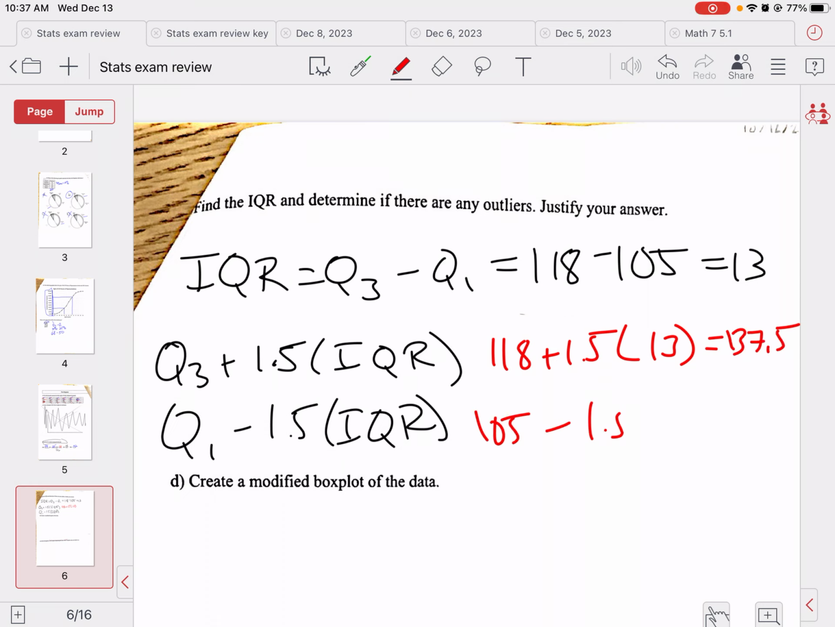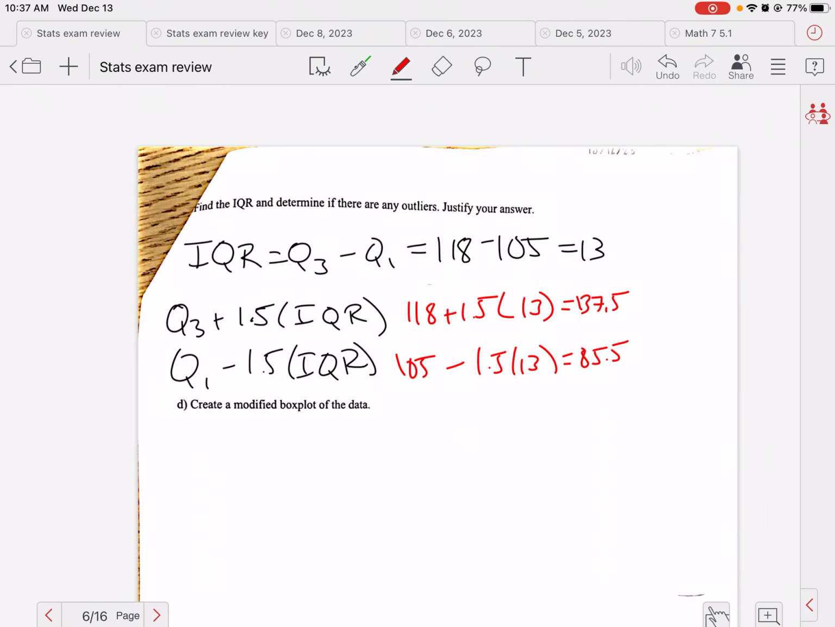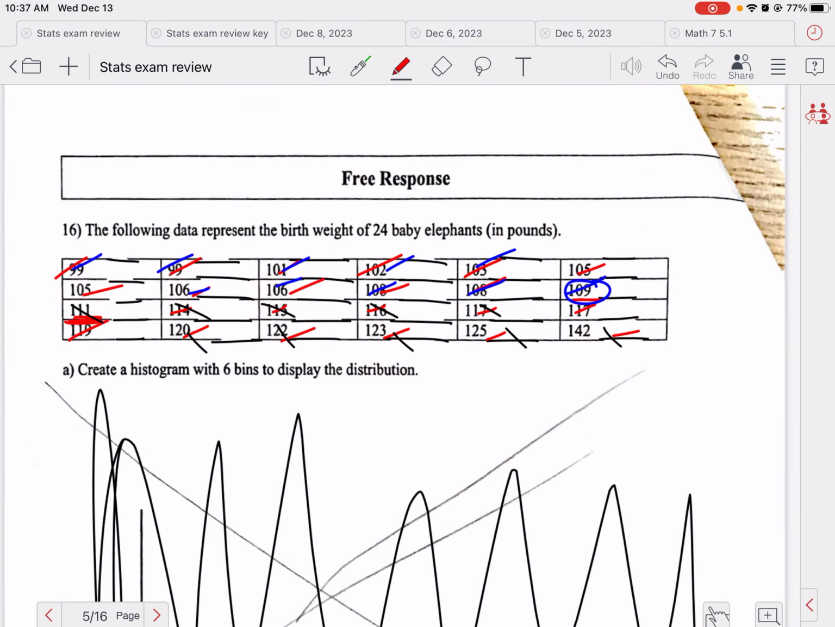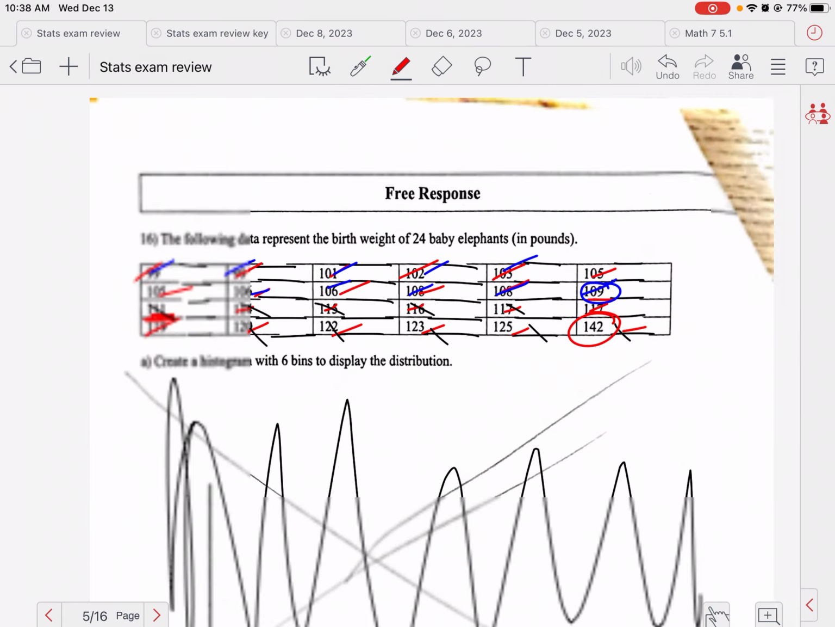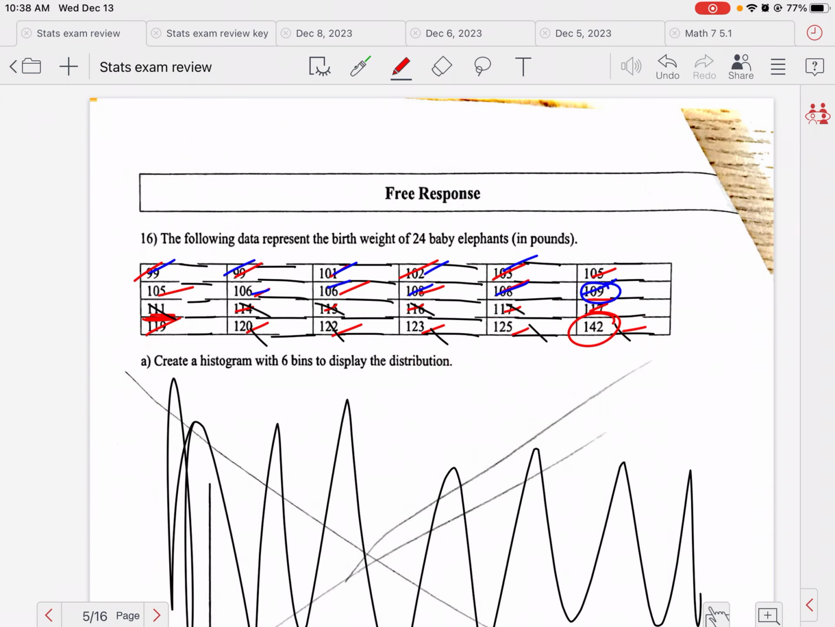105 minus 1.5 times 13 is 85.5. Okay. So then I look back at my data, and if there's anything bigger than 137.5, then that is an outlier. So 142 is an outlier. And if there's anything less than 85.5, that is an outlier, and there's nothing less than 85. So I'm all good. The only outlier is 142.